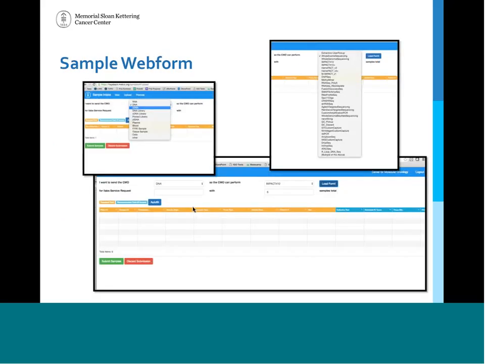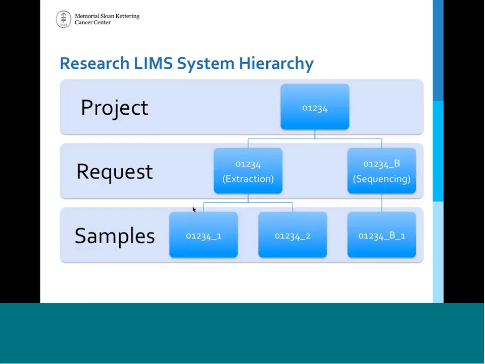So this is what the sample web form will look like. As you can see, it is very driven by the type of sample that is being submitted and the type of process to which that sample will go. Once their selection is chosen, they will have a form that is very explicitly saying which fields are required based on the sample type that they've chosen. And then they're imported in the LIMS system under this hierarchy of project, then request, and sample.